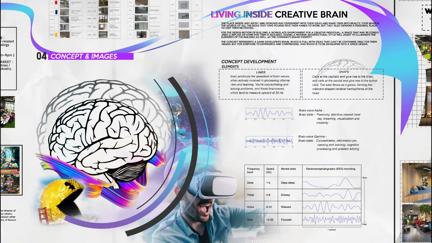The next one is the concept and images. For the concept and images, my concept is living inside a creative brain. The idea behind this concept is inspired by an individual who works in the creative industry, especially in a game and multimedia company, which focuses more on creativity, where minds think alike. The design for the project is derived from the organic form of human brain anatomy.